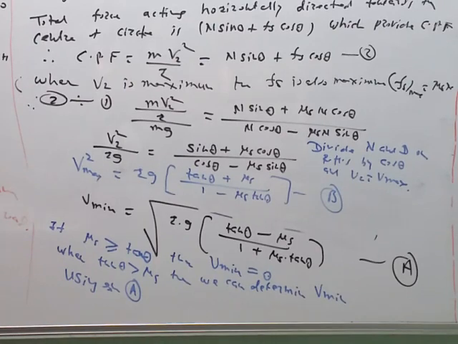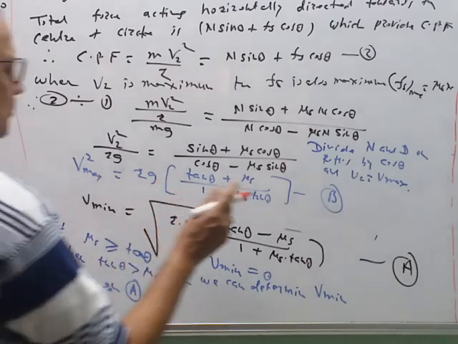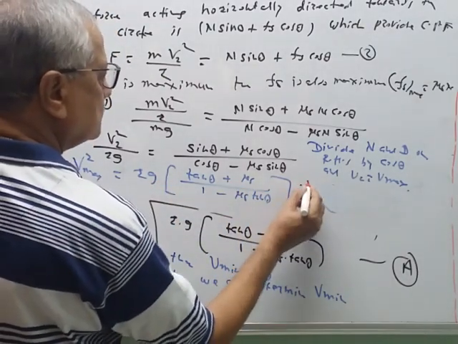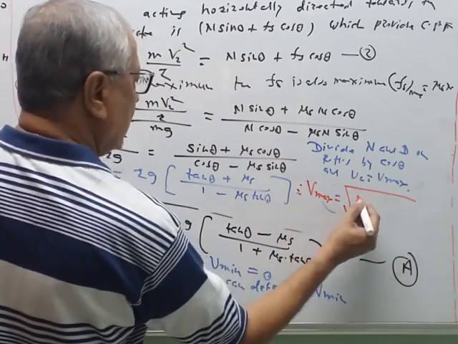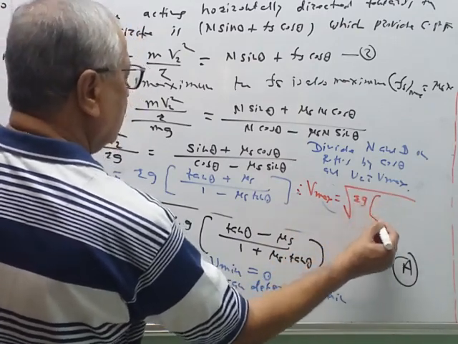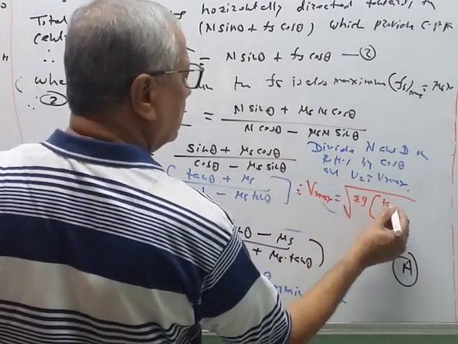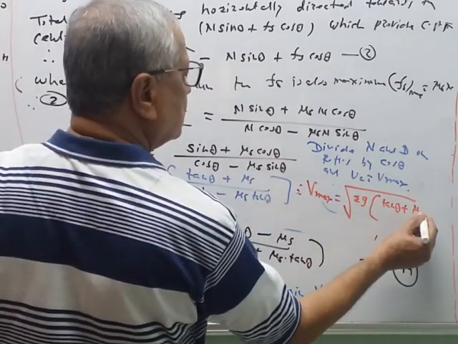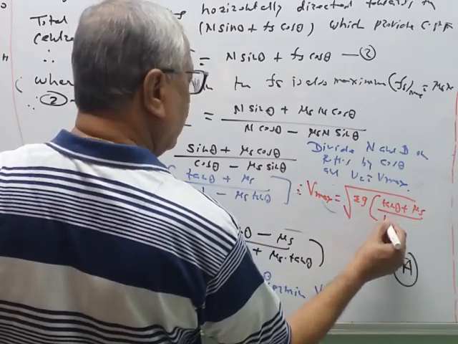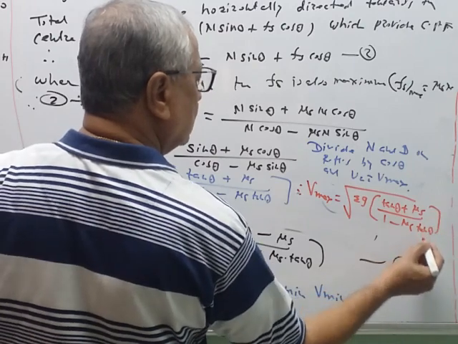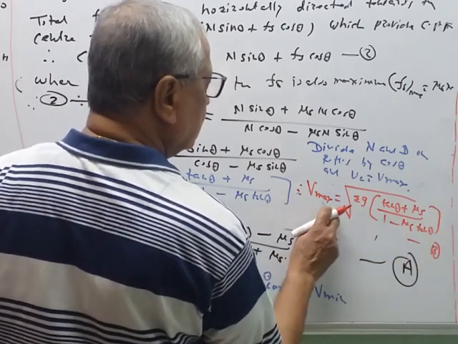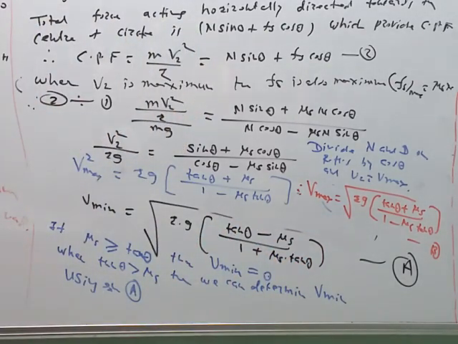V max is equal to, now I will change the equation like this. Therefore V max is equal to under root R G inside the bracket tan theta plus mu s upon 1 minus mu s tan theta. So this is equation B. So this gives the V max, this gives the V minimum. V minimum is a special case we saw earlier.